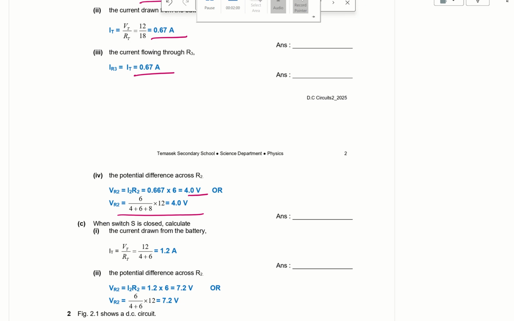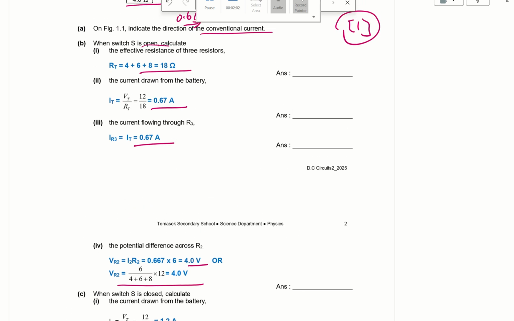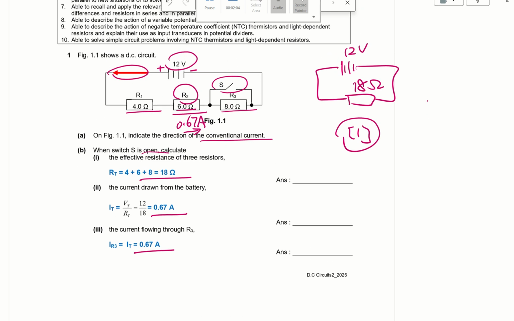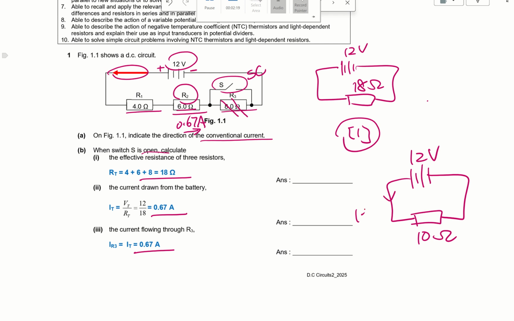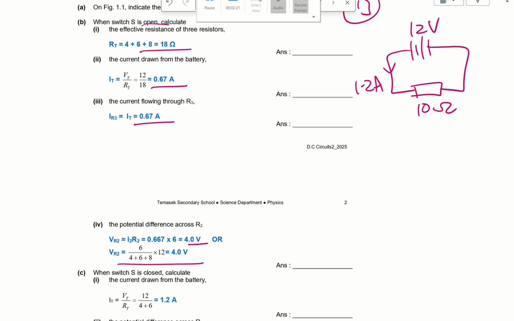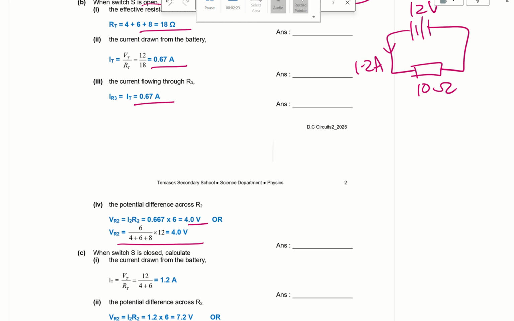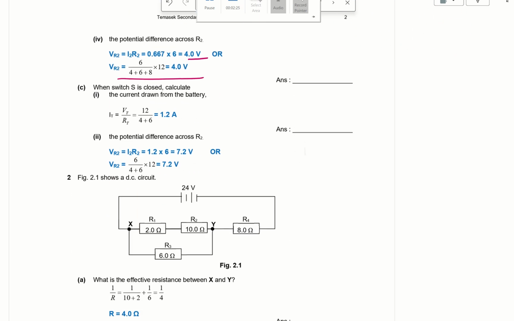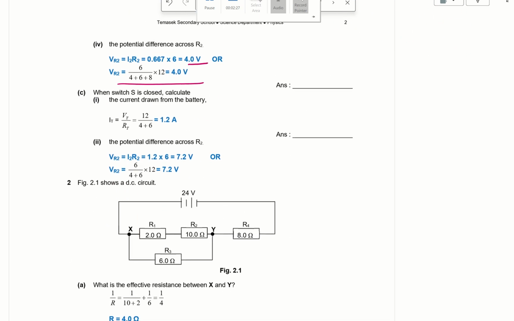Now when switch S is closed, calculate the current drawn from the battery. Now switch S actually has no resistance, therefore it forms a short circuit. Okay, that means 8 ohm will be bypassed. Therefore, the total effective resistance will just be 4 plus 6 ohm. So I will have a 10 ohm, so 12 volts. So the current that comes out will be 1.2 ampere. Okay. Then the potential difference across R2, you repeat V equals to IR, because the current flowing in series is the same through every resistor.